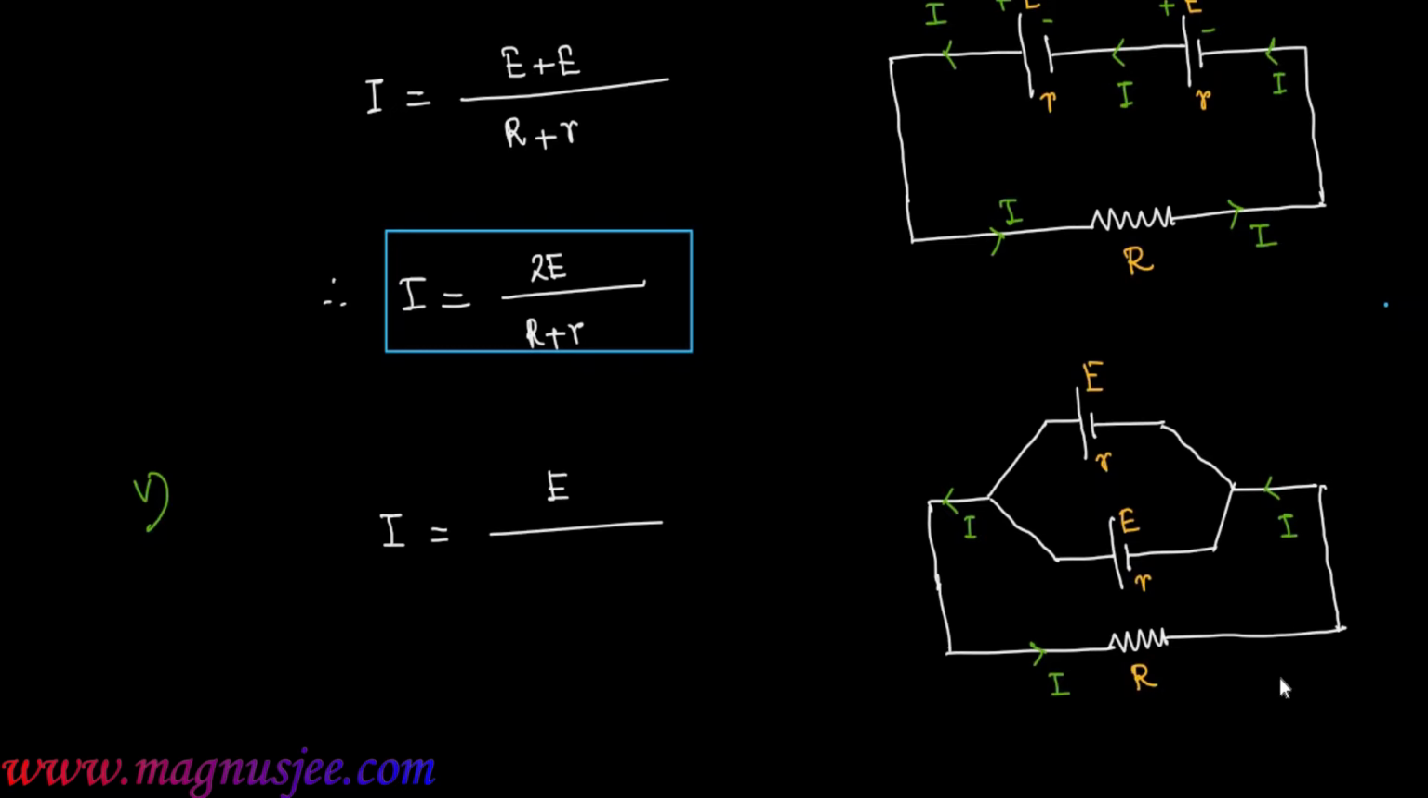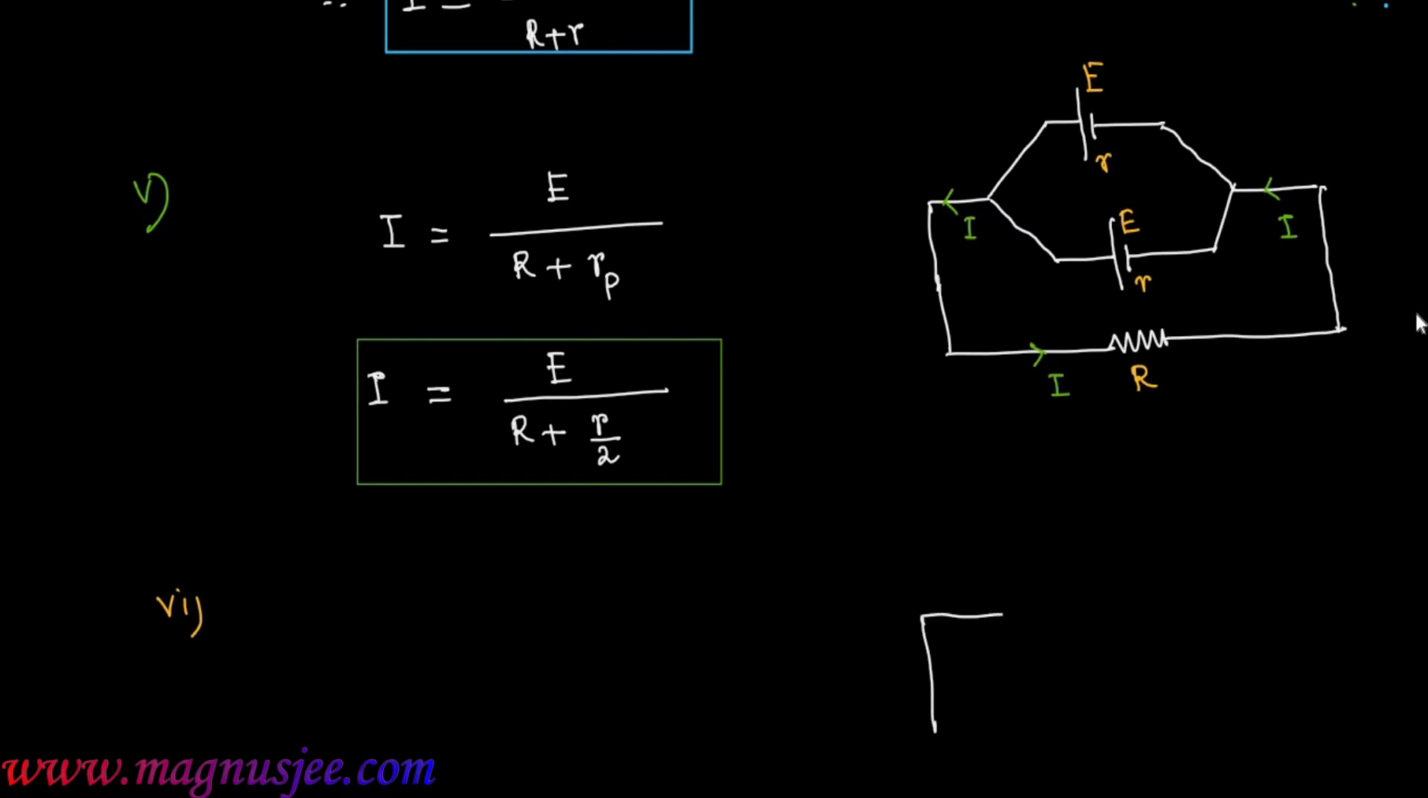In this case, current I is equal to EMF E divided by R plus r_P, where r_P is the equivalent resistance of two cells connected in parallel combination, and we get I equal to E divided by R plus r by 2.